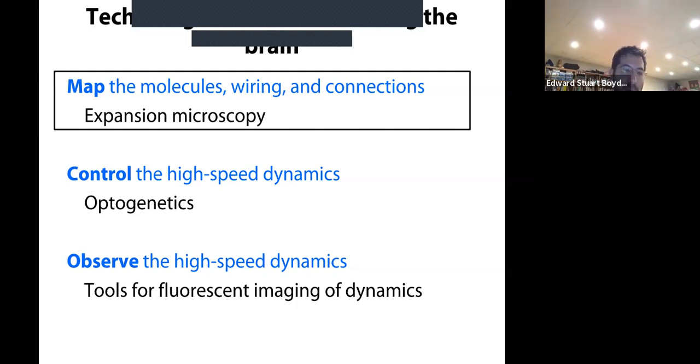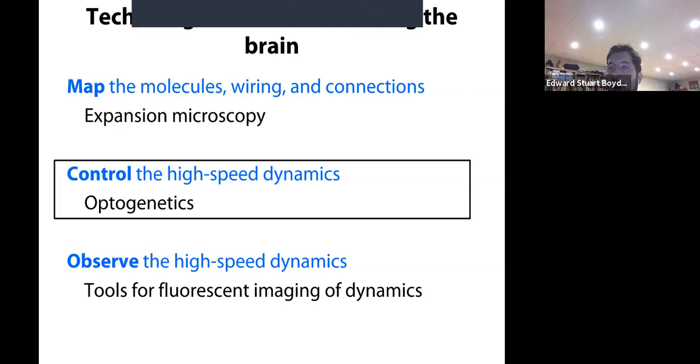Now, the big limit of expansion, of course, is that you cannot do it on a living system. The molecules are being pulled apart from each other. They are no longer functioning by talking to each other. In the last half of the talk, I want to tell you about some things we're doing on the control and observation of living systems. I first want to talk about some old techniques that we worked on, known as optogenetics, for controlling neurons with light. Although I want to focus most of the rest of my time on new things, including some unpublished new tools.